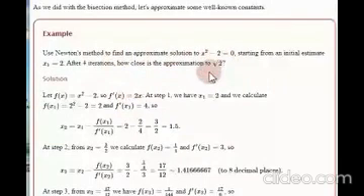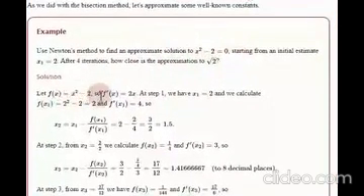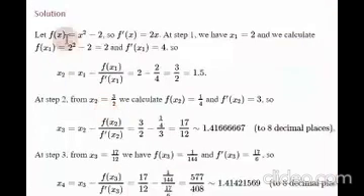This one is similar to that. Here we find an approximation to square root of 2. In this case, we have to consider this quadratic equation, x squared minus 2. We know that square root of 2 is a root of x squared minus 2, so we use Newton's method to find an approximation to square root of 2. Now this is our function.